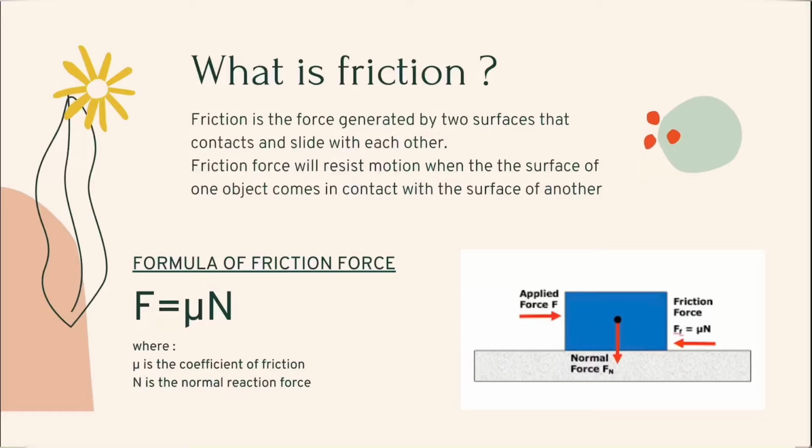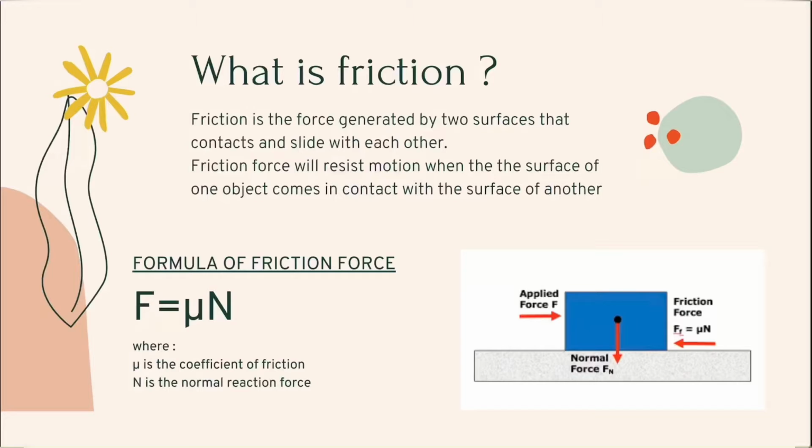So firstly, what is friction? Friction is the force generated by two surfaces that contact and slide with each other. Friction force will resist motion when the surface of one object comes in contact with the surface of another. So let's see the example in the diagram below. When there are two surfaces in contact, the friction force will exist.